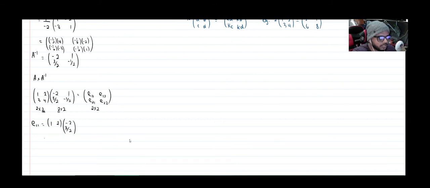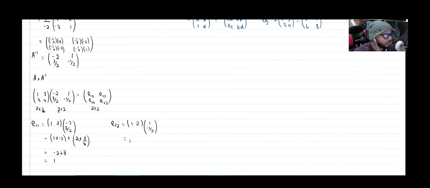First by first, plus second by second: 1 by minus 2, plus 2 by 3 over 2. 1 by minus 2 is minus 2, plus the 2's cancel, we get 3, so we get 1. I'm seeing some kind of progress. E12: first row again, second column, 1 minus a half.